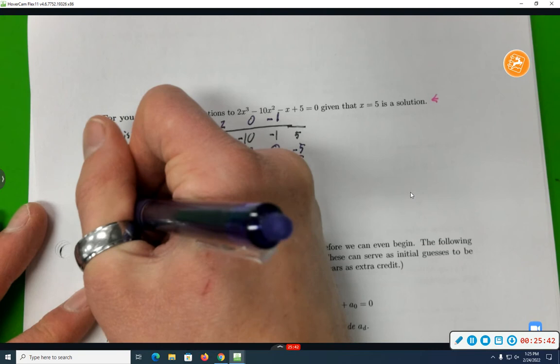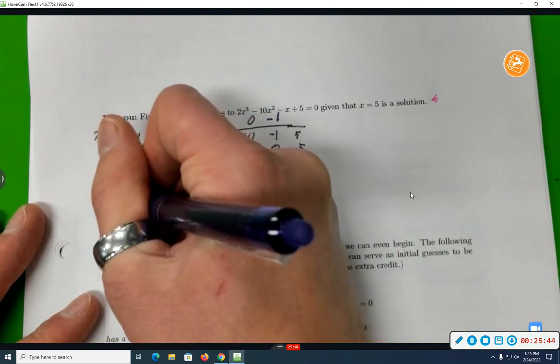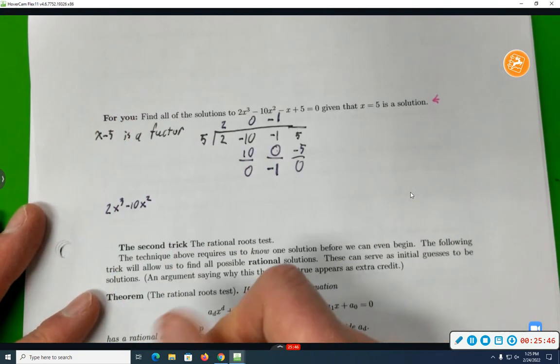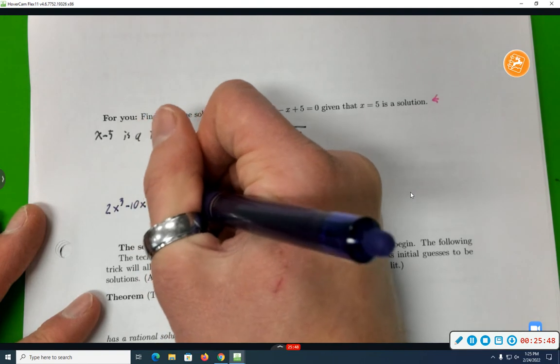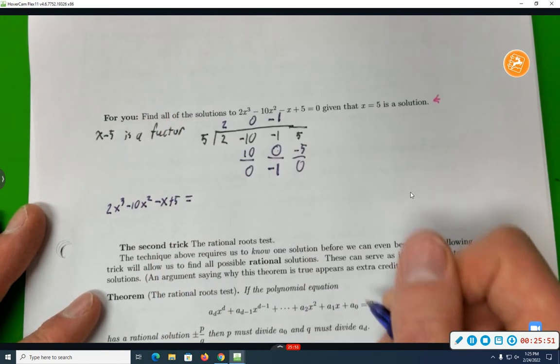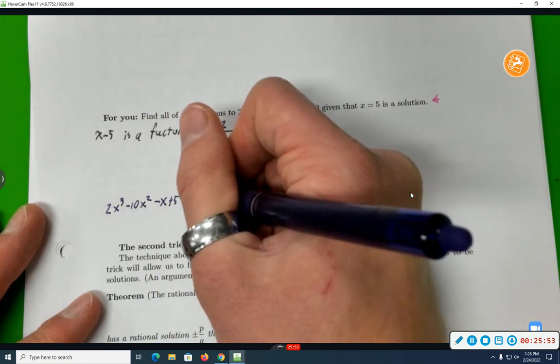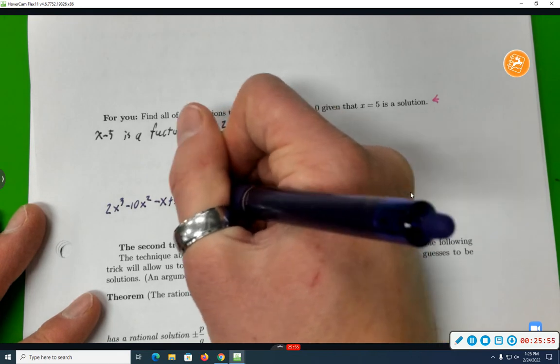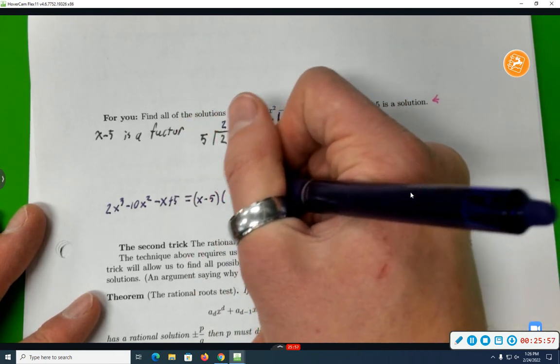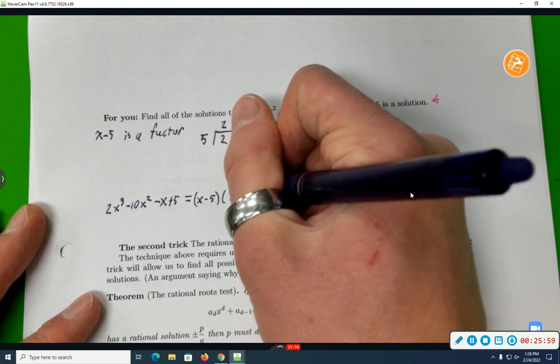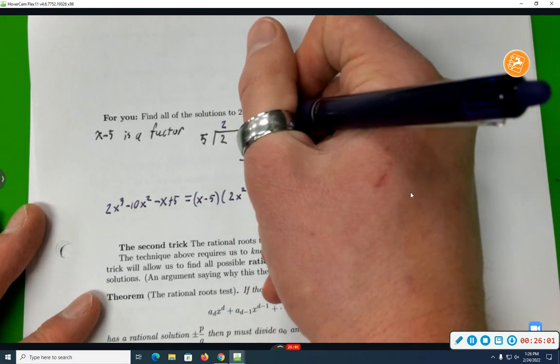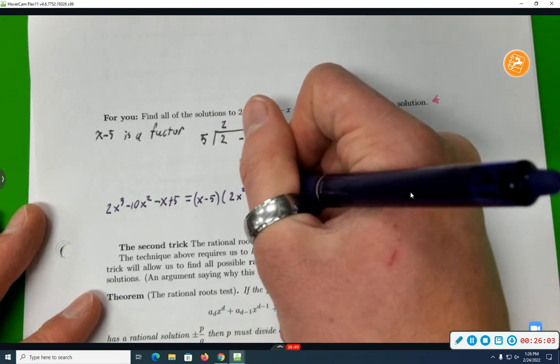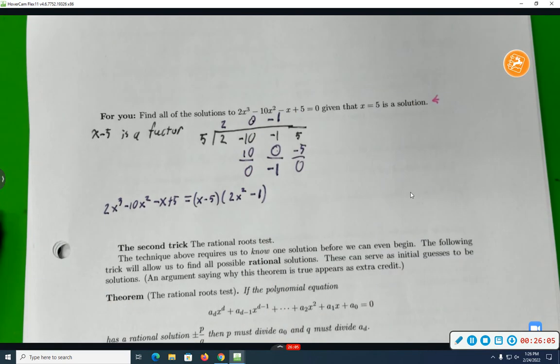That means 2x cubed minus 10x squared minus x plus 5 is equal to x minus 5 times 2x squared, no x's, minus 1. All right. That feel pretty okay? Groovy. But that's not done, right?